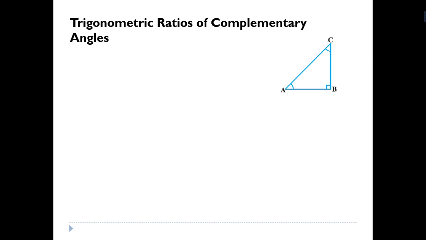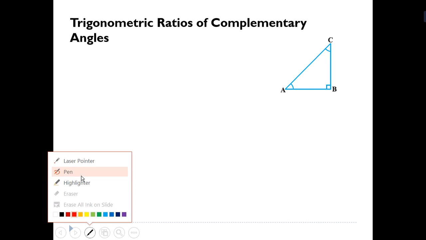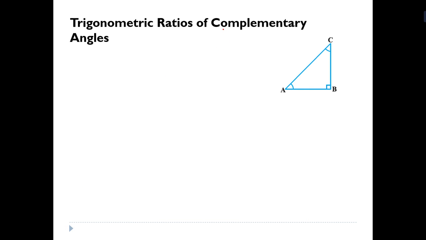Today we want to start the third topic, trigonometry. The first lecture is online. In the second lecture we discussed the related topics. Now we want to go through the trigonometric ratios of complementary angles. In the last lecture we discussed 0 degree, 30 degree, 45 degree, 60 degree, and 90 degree. So in this lecture we want to discuss complementary angles.